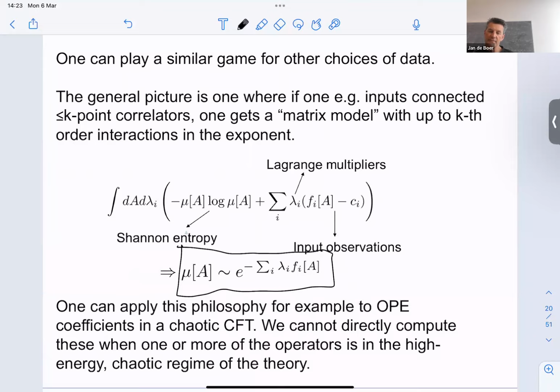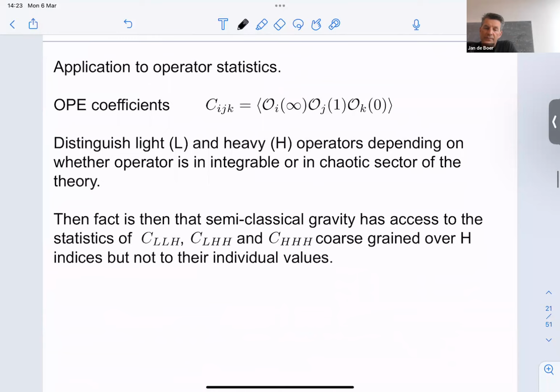And the same philosophy can be applied to the operator product coefficients in the chaotic CFT. You cannot directly compute OPEs in a chaotic theory. You can compute them maybe for simple light operators. But if you have operators that are so heavy that they live in the chaotic sector of the theory, so their conformal dimension is above the black hole threshold, then you can no longer compute them directly. But you can still extract information about this object. So the OPE coefficients of a two-dimensional, say, any CFT, typically depend on light and on heavy operators, depending on whether or not you're in the black hole sector of the theory.